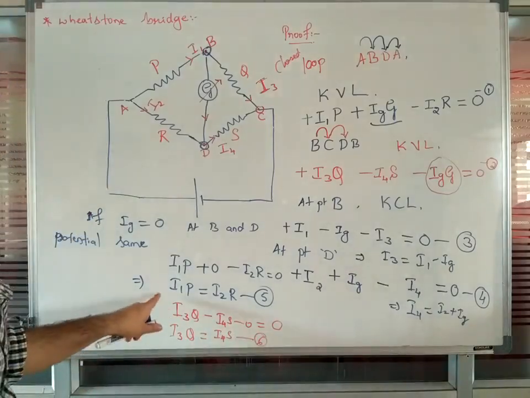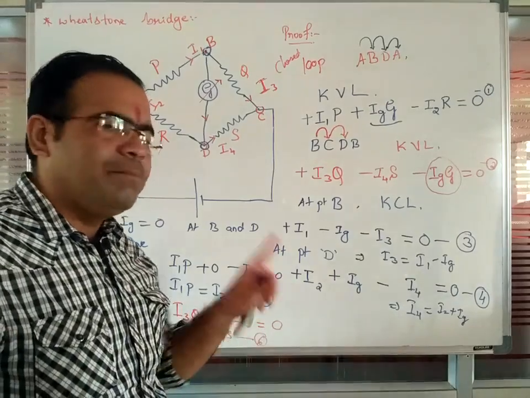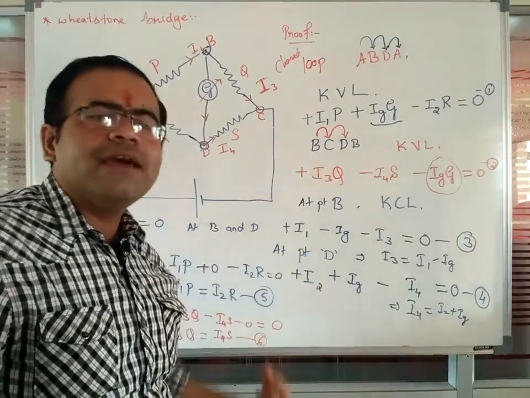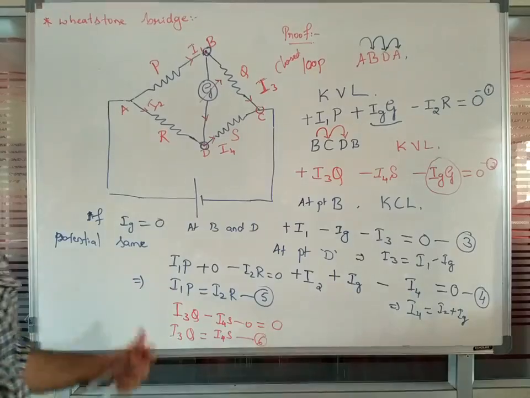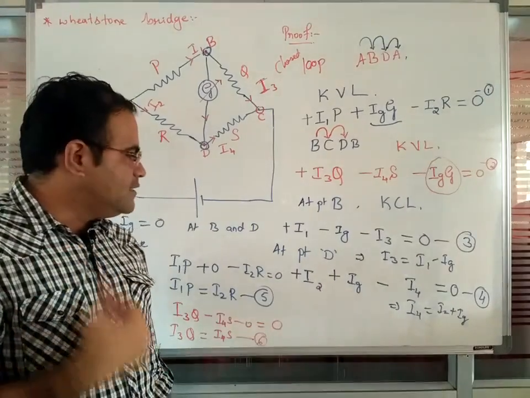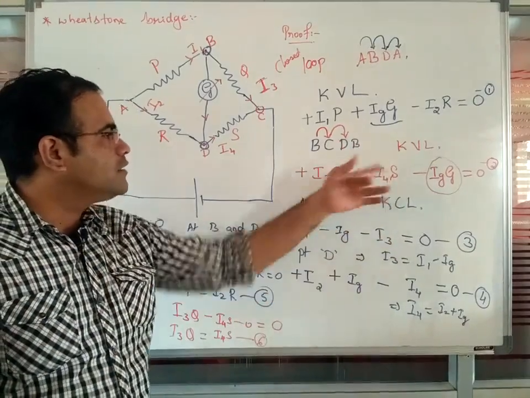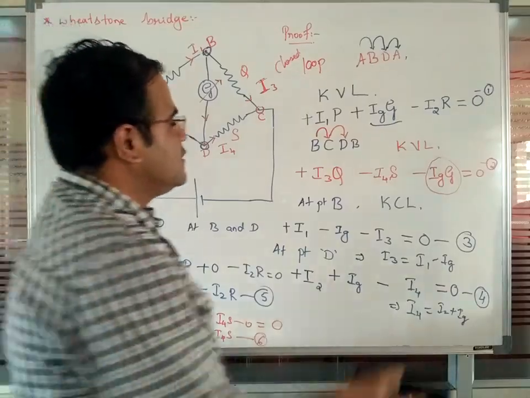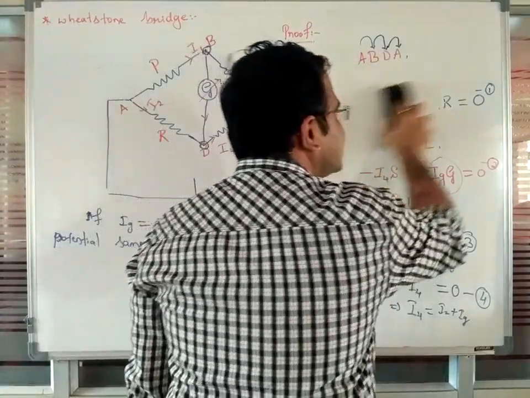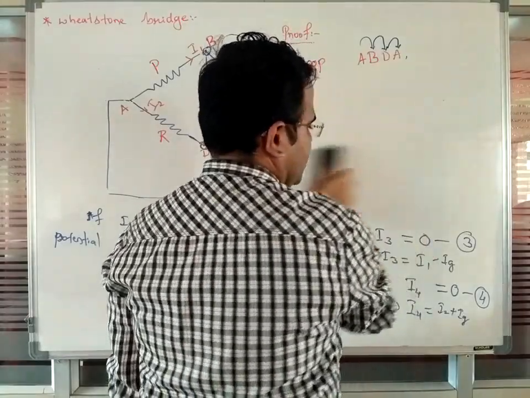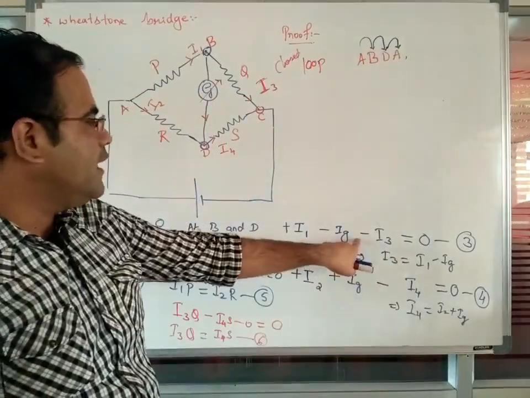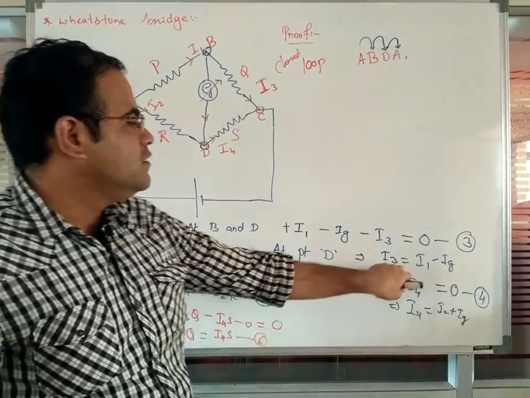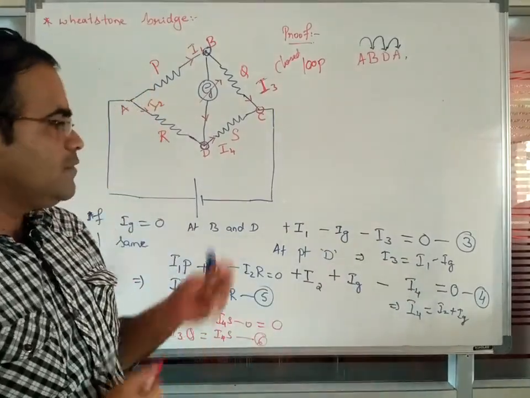So we get the fifth as well as the sixth equation by taking the current through the galvanometer as 0. Next, after getting the fifth and sixth equations, we will look at the third equation as well as the fourth equation. What changes are we going to observe in the third and fourth equations here?